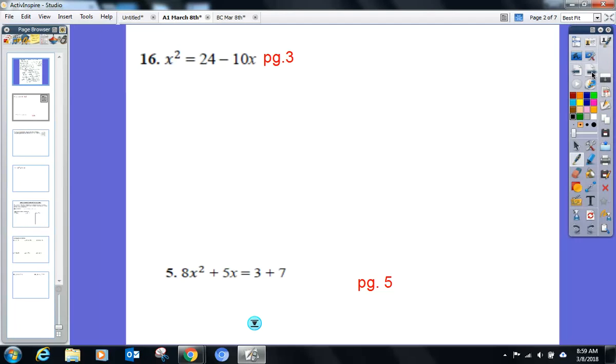Let's see, who do I want now? Let's go 22. What do I need to do first, 22? Good, thank you. Keep your x squareds positive. So go ahead, everyone, move those two quantities over, the 24 and the negative 10x.